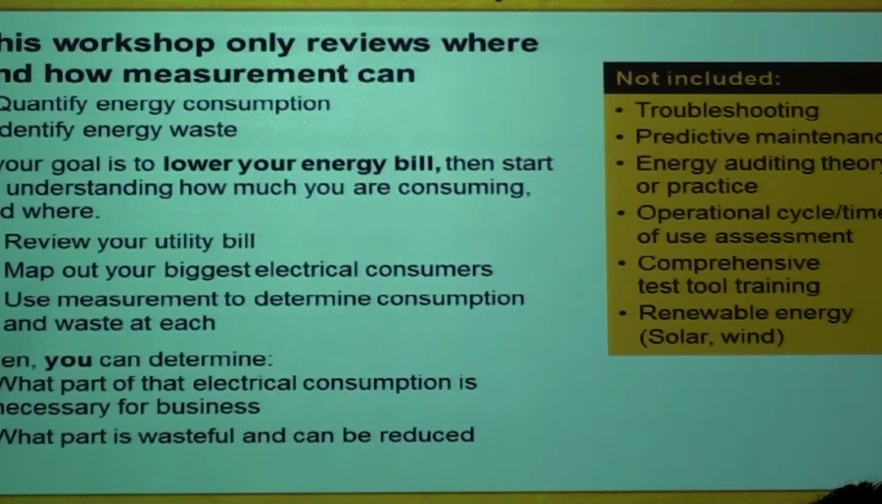But maybe this HVAC system, or the steam system, or a motor, I can't shut it down. I need it for the successful running of the plant. That's critical for me, right? What part is wasteful and can be reduced? So where can I cut corners?